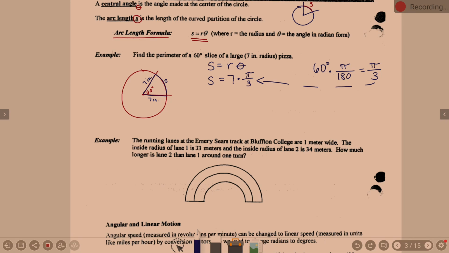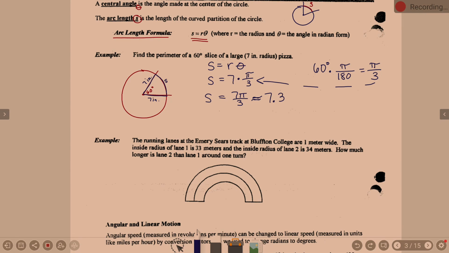Okay. So, S. What is 7 times pi over 3? It's 7 pi over 3. However, do I want to know an arc length that is 7 pi over 3? No, I'm trying to find a perimeter of a pizza slice here, guys. So, in this case, we'll want to go a little farther. What is 7 pi over 3? 7.3. Okay, so approximately 7.3.